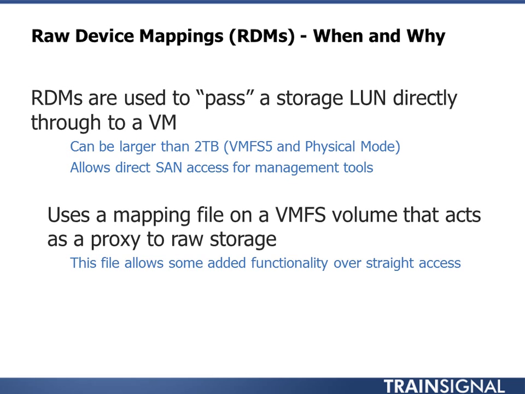It uses a mapping file on a VMFS volume that acts as a proxy to raw storage, and this file allows some added functionality. Basically, there is a LUN that gets passed to the VM. Then you have a mapping file on another VMFS volume, so you have to have a VMFS volume, obviously. Depending on the mode of the RDM, you could do some things like snapshots. That's the main one. It lets you do things even though it's a raw mapping. Not something I recommend you use often, unless you have to.